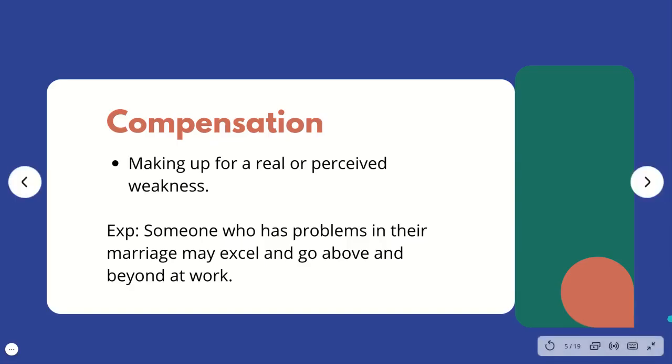Okay. We're going to jump on into compensation, making up for a real or perceived weakness. So if you perceive you have a weakness, you're going to do something to make up for that deficit. My example here is someone who has problems in their marriage may excel and go above and beyond at work. So maybe they're really bringing home a big paycheck and able to provide for their family because there's other ways that they're trying to compensate for those marriage problems.